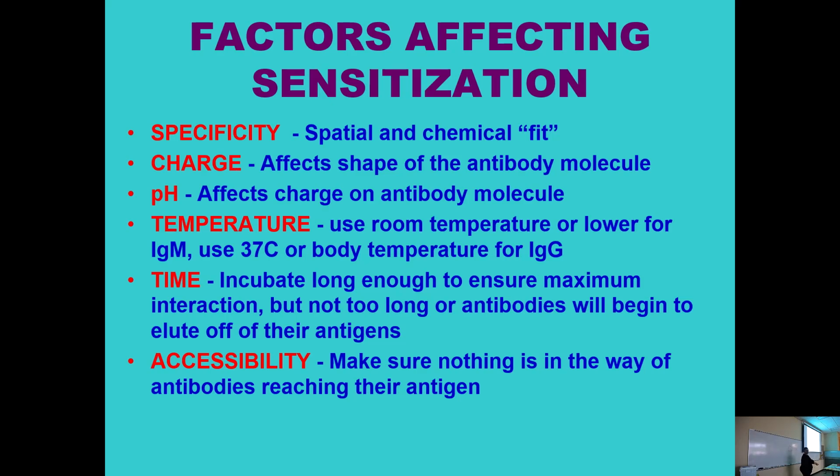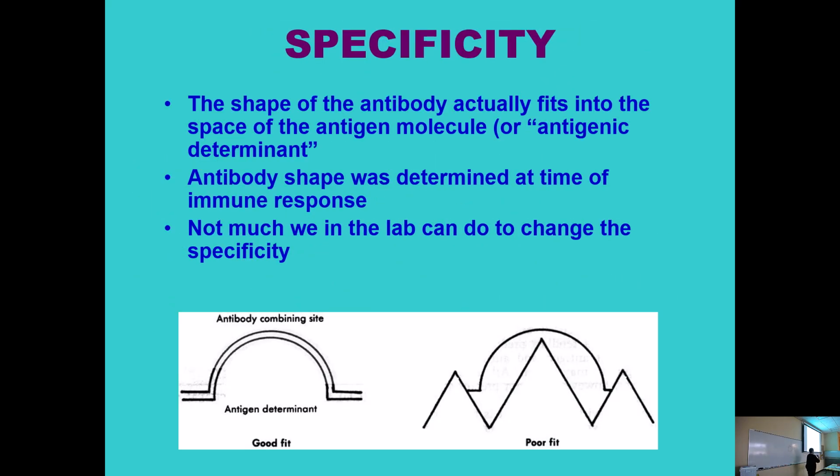Charge affects the shape of the antibody molecule. The pH is going to affect the charge. Temperature: use room temperature or lower for IgM, 37 or higher for IgG. Time: you need to incubate them long enough to ensure maximum interaction, but you don't want to go so long that eventually they'll start falling off their antigens. And then accessibility, making sure nothing is in the way and that the antibodies can reach their antigen. So we're going to talk about these individually here.